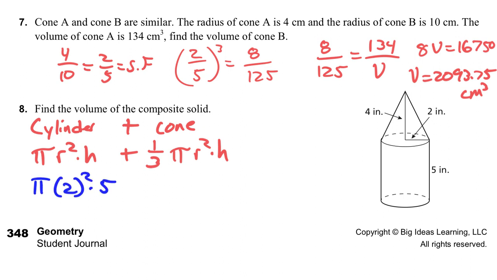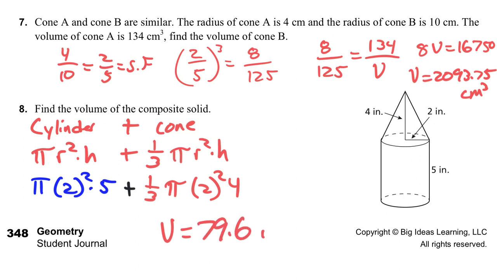and its height is 5. And I'm going to add to that the cone, which is 1/3 pi times the radius, which is 2, and its height is 4. And then I can put that whole thing in the calculator. After I put that in the calculator, I get the volume is equal to 79.6 cubic inches.